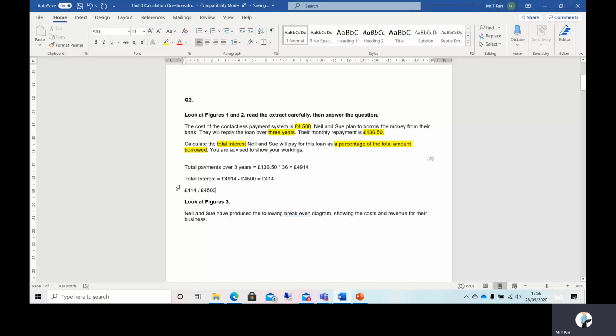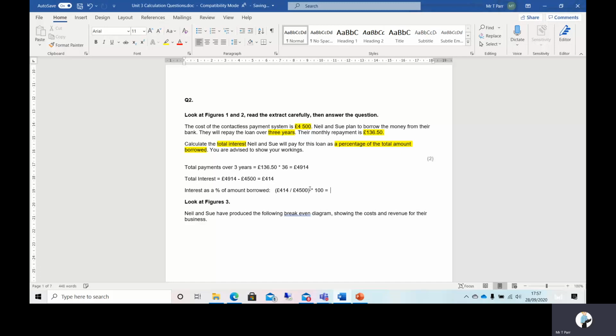There we go. So I'm just going to put a little thing at the start to say interest as a percentage of amount borrowed. Interest on the left divided by amount borrowed. Okay, so that becomes that. So you divide it and you're going to end up with a decimal and you multiply it by 100.